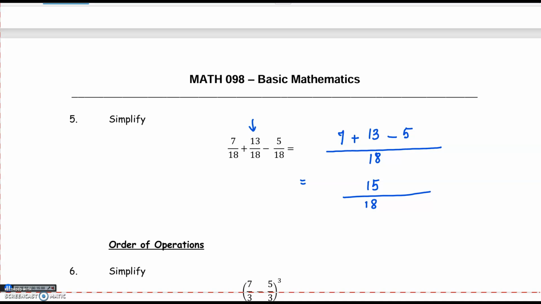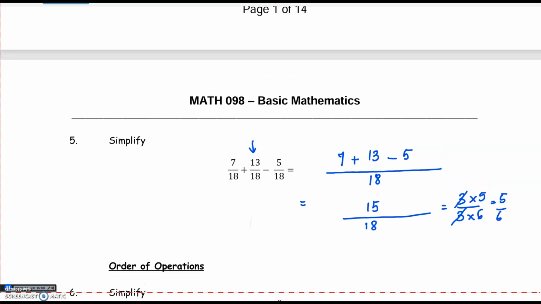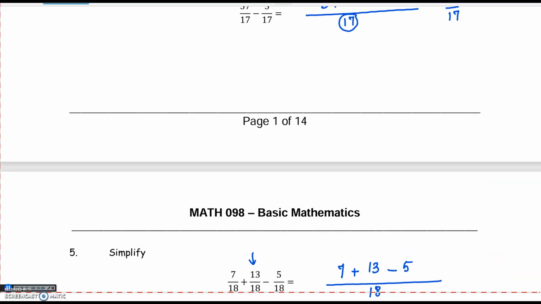So 15/18. That is 3 times 5 is 15, and 3 6s are 18. Reduce it to get 5/6. Let's go back and check if all the fractions are reduced.